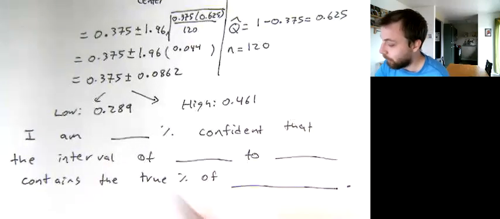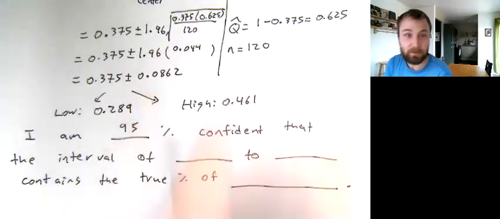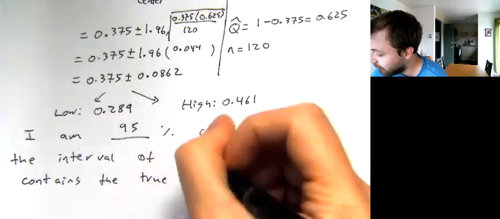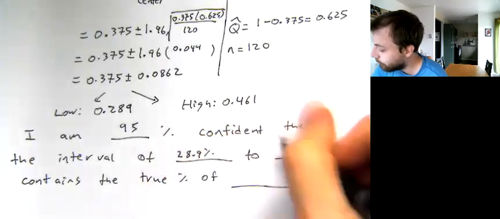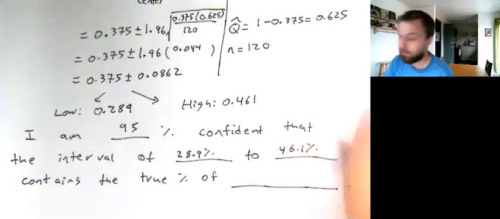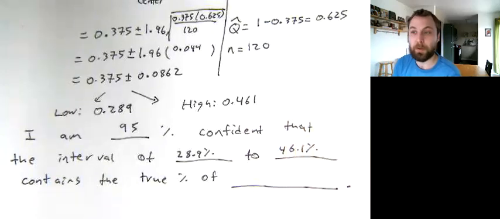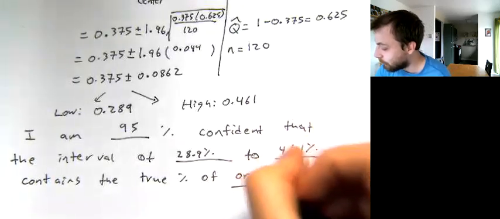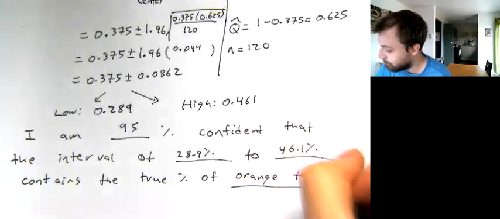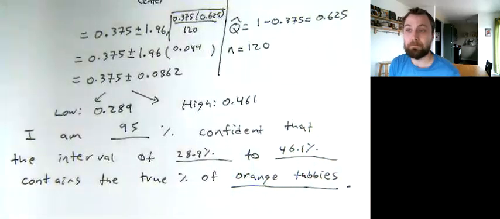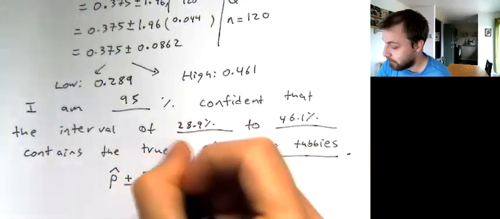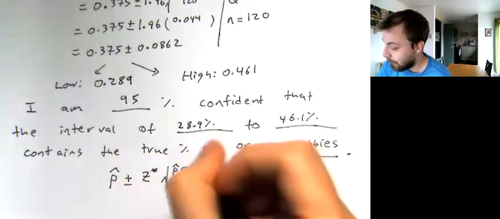So in this example, I was 95% confident. I used that 1.96 critical value, and I ended up with an interval of 28.9% to 46.1%. So I'm 95% confident that the interval of 28.9 to 46.1% contains the true proportion of orange tabbies in the Portland metro area. So again, the formula that I'm using to come up with this stuff is p hat plus or minus z star square root p hat q hat over n.